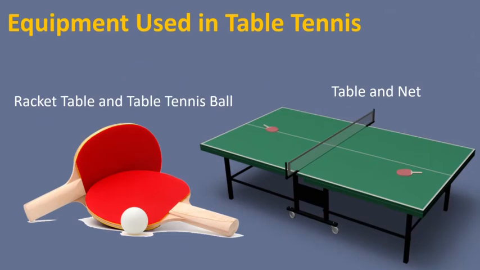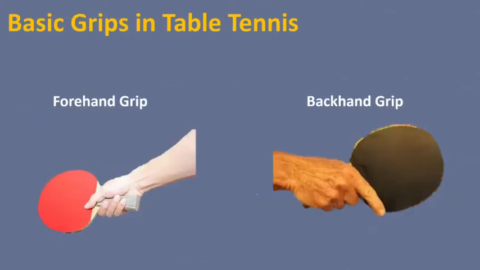Now let's proceed to the equipment used in table tennis. There is simple equipment used in this sport. We have the racket, this red color racket. We also have the table tennis ball, this white color ball. And we also have the table, and there is a net placed in the middle of the table. These are the equipment used in table tennis.